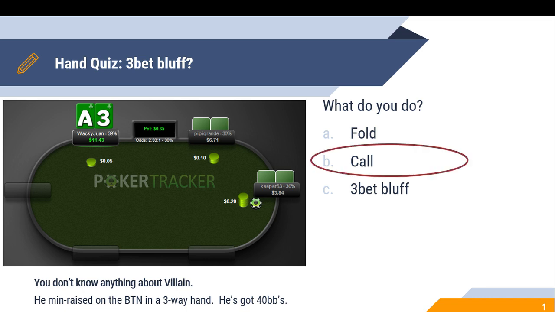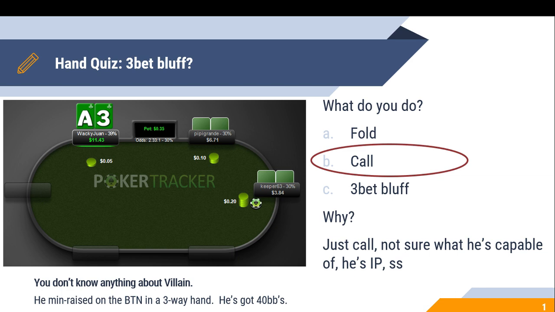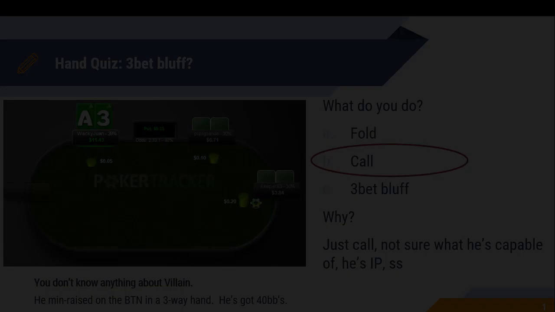I am going to make the call. Why is that? Well, I'm going to just call because I'm not sure what he's capable of. Remember, we said he is an unknown villain. We don't know how often he 3-bets. We don't know exactly what a min raise means from the button from this player, right? So we're not sure what he's capable of. He's also in position, and he's a short stack. So there's some potential here. If I bloat the pot with a 3-bet and he calls, that stack is going to be so big, he may feel pretty darn committed on the flop, making it hard for me to bluff if I whiff my ace or if I don't hit my flush, which is highly likely.